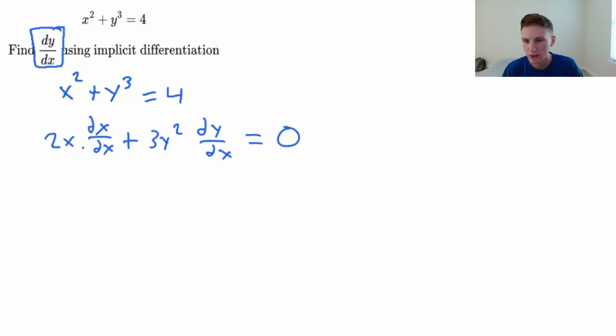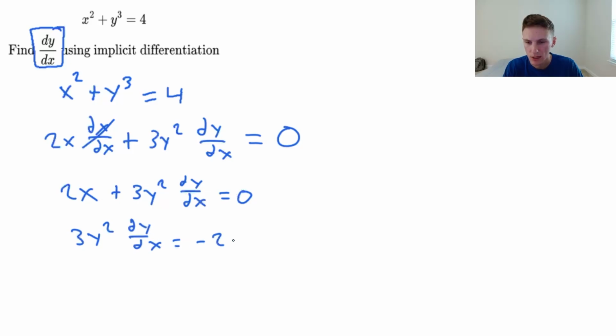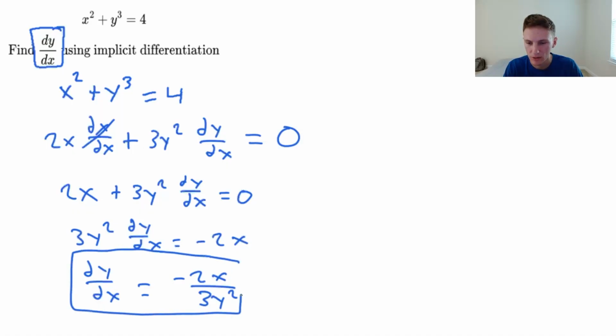So I can ignore this dx/dx, and I can solve for dy/dx. We have 2x plus 3y squared dy/dx equals 0. From here, we're just going to solve for dy/dx. I'm going to subtract the 2x over, so this will be 3y squared dy/dx equals negative 2x. Then I'm going to divide it out, so we're left with dy/dx equals negative 2x over 3y squared. So that is our answer. That is the derivative of this function.